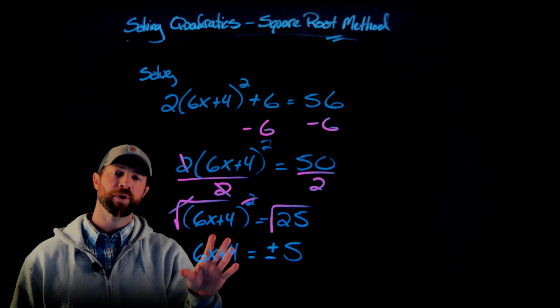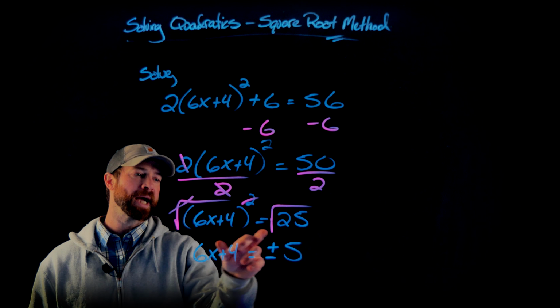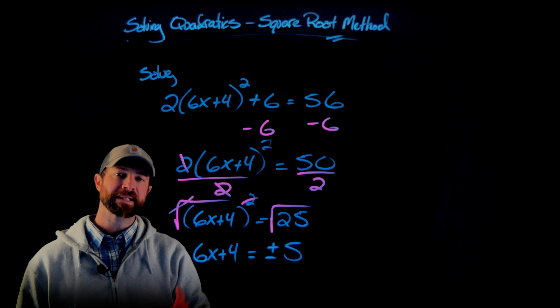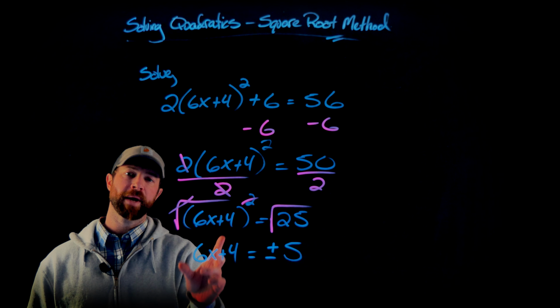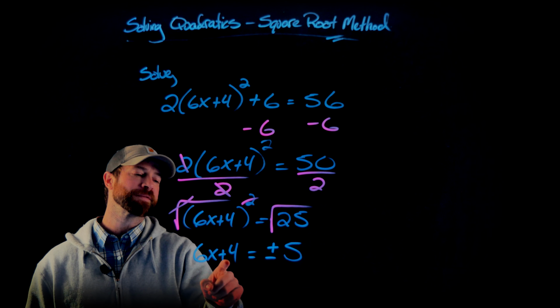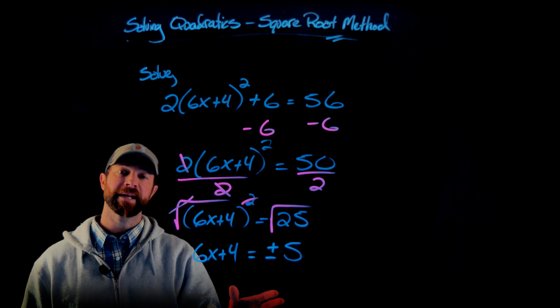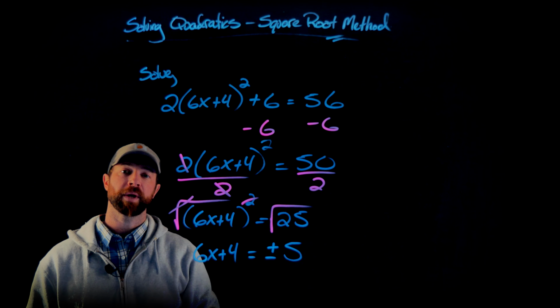It's really just important to remember now, anytime you apply a square root to both sides of an equation, you get this plus minus. This represents two different equations. It represents 6x plus 4 equals 5 and 6x plus 4 equals negative 5. And I'll solve both of those right here.